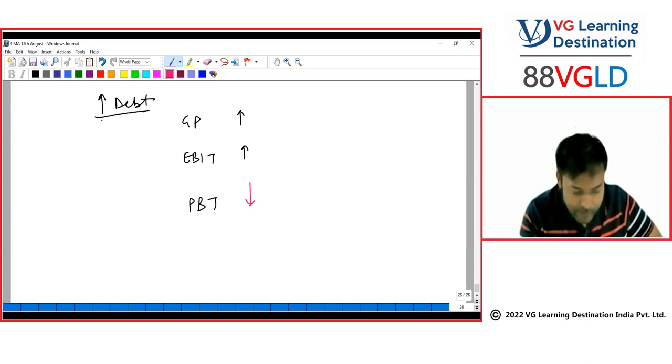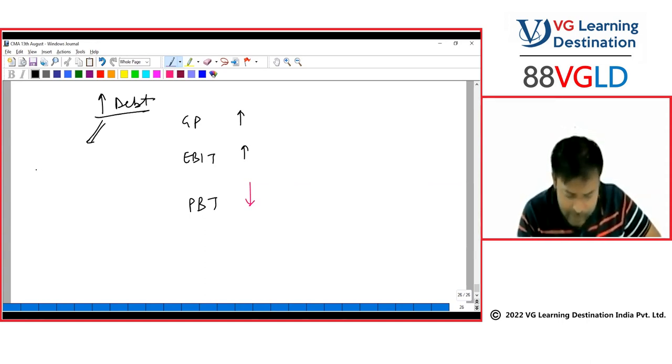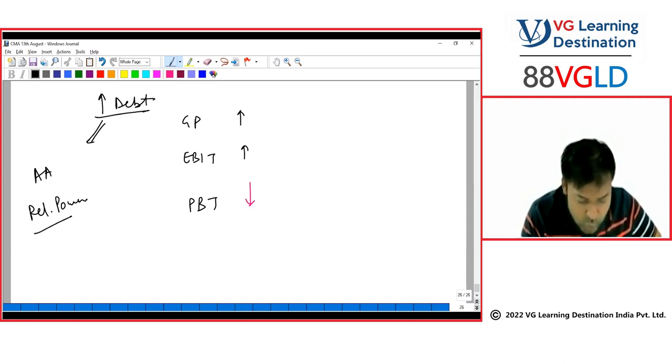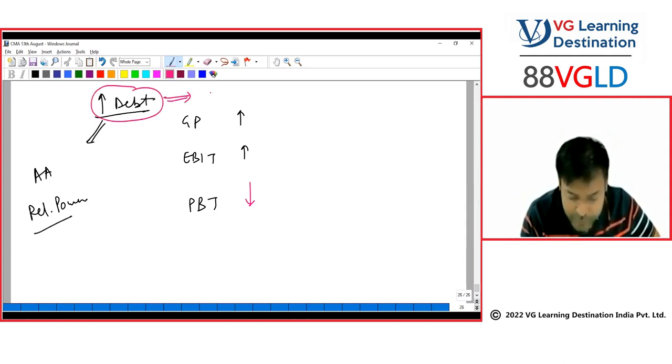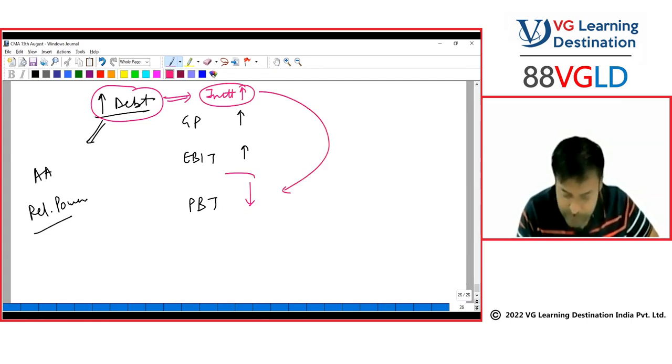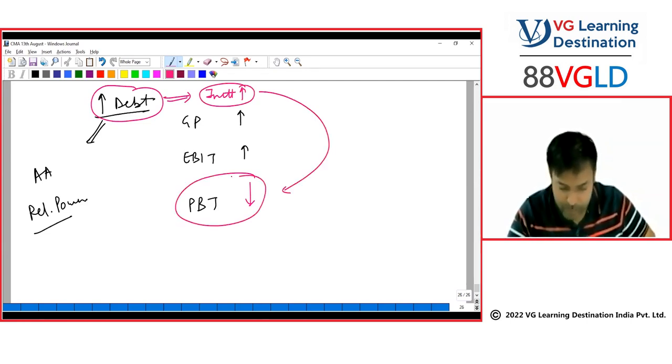For example, if I talk about the companies of Adani or Anil Ambani, let's say Reliance Power, because they have taken so much debt, guys, the interest is going to be higher. And because interest is higher, that means PBT is going to be lower. Is that okay, everyone? Any doubt, guys, feel free to ask.